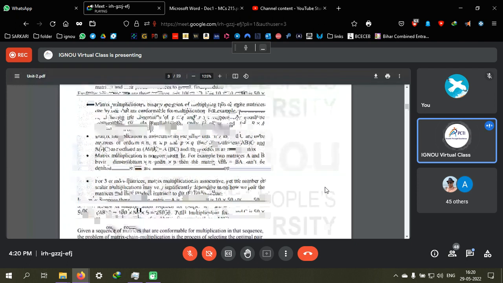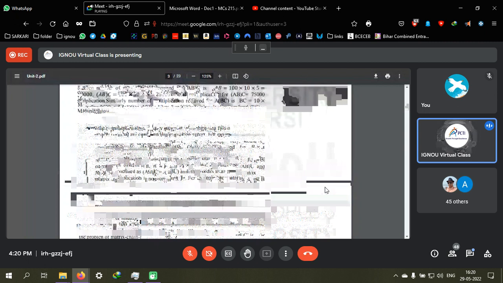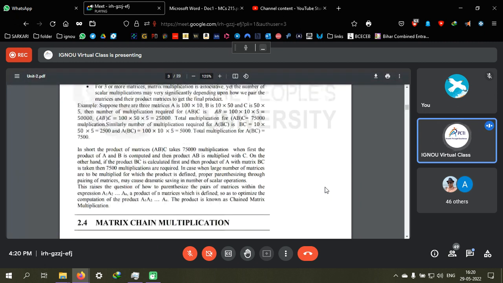Now, here is a challenge. If we are solving a matrix multiplication, we always get a complexity. So what will be the complexity if we are doing a simple matrix multiplication? What will be the complexity? N square. N square. Okay. Any other?